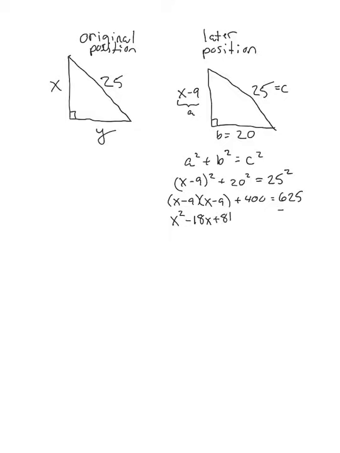And we can subtract 625 from both sides as well to get minus 225 equal to 0. And then, if you do the math, 81 subtract 225 will give us minus 144. So now we want to factor this thing.